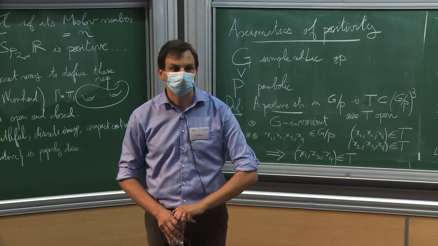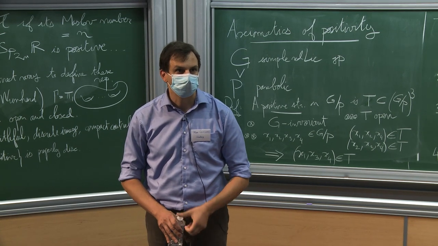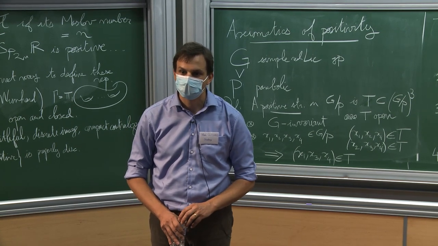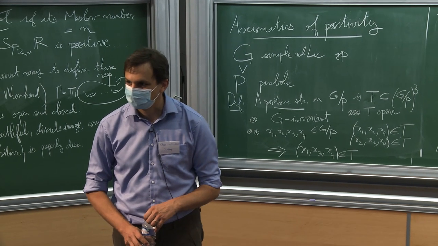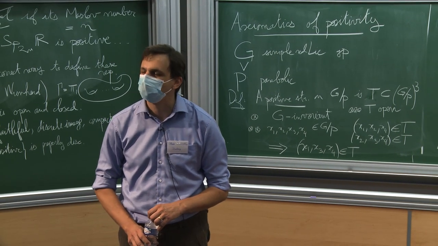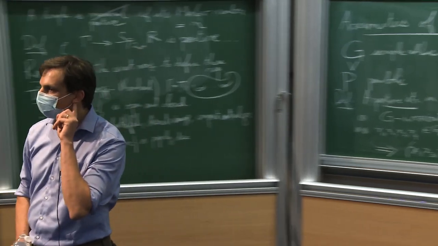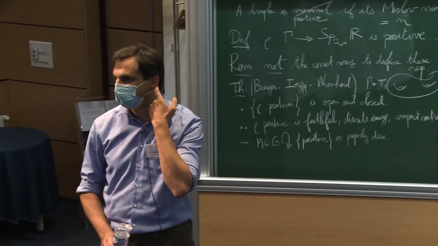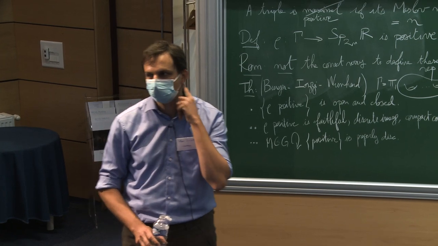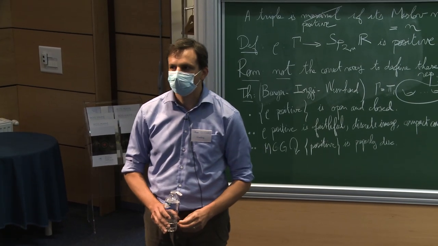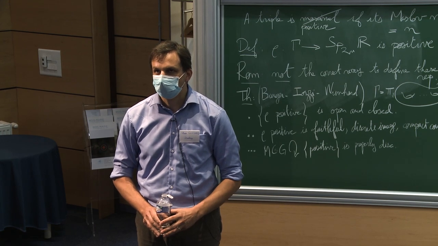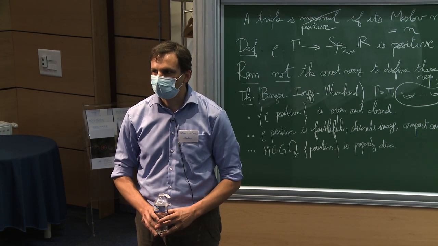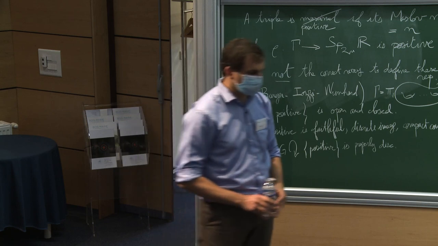No more questions inside the room. Online, if you're still there. No, Alex. So the first example in which we don't have positive structure is SL2C. Yes. It's two transitive and triples. It's too much transitive on triples. Yeah. This is what you mean. Yes.